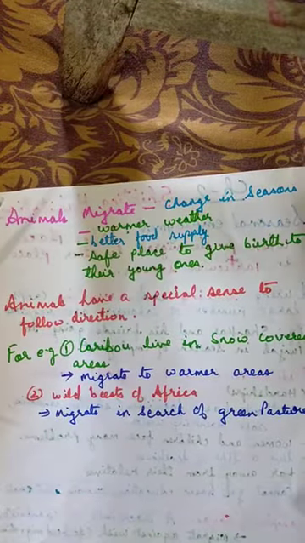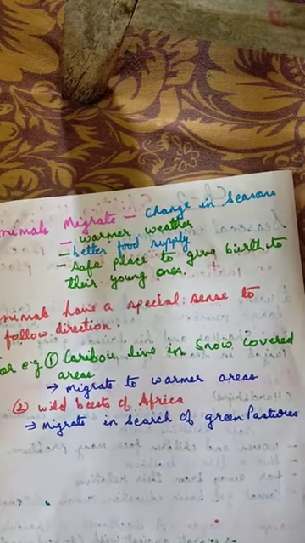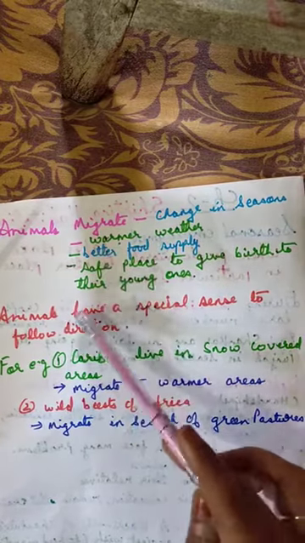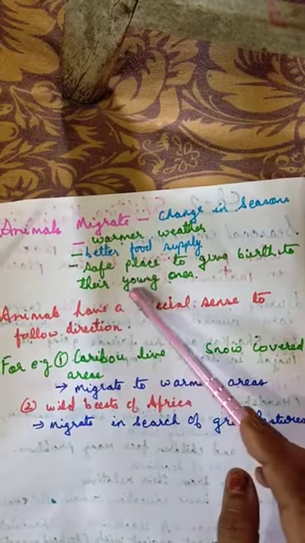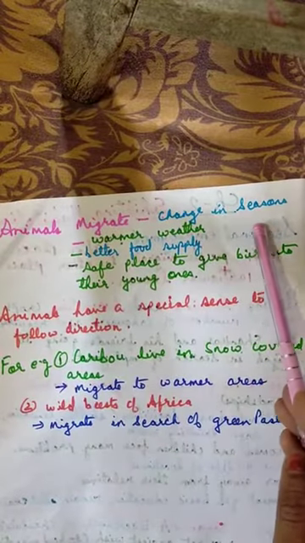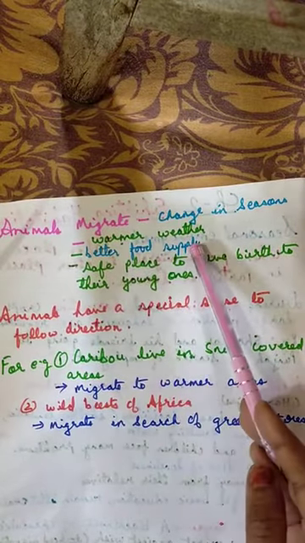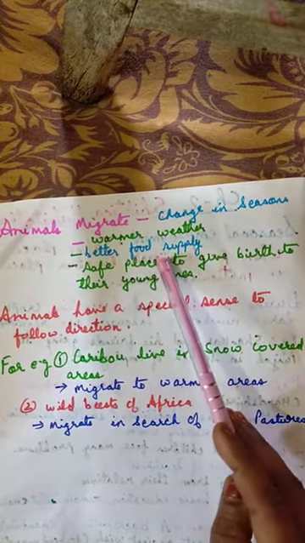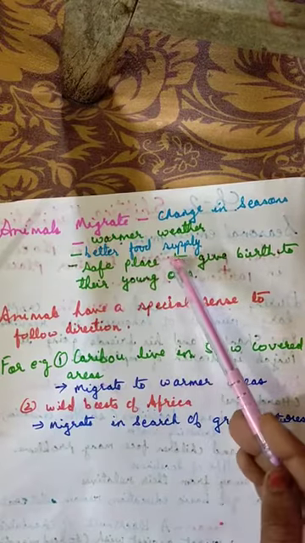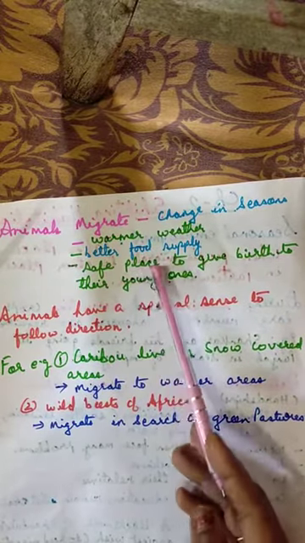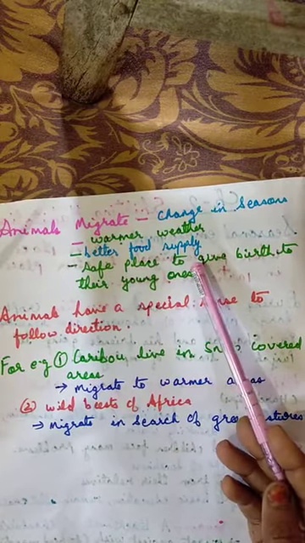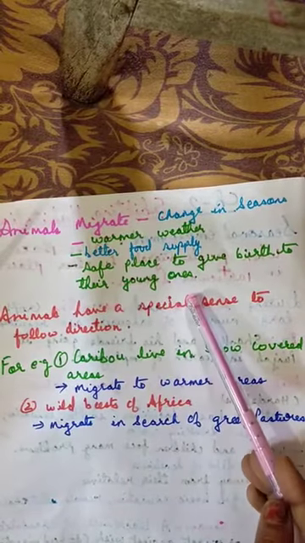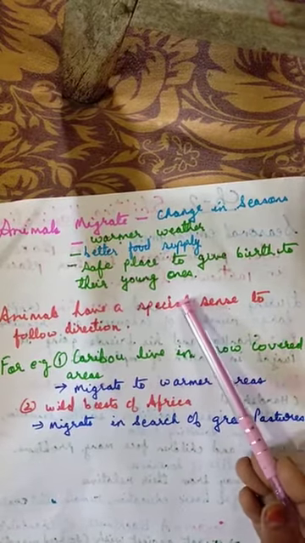Now, animals also migrate. Till now we have studied human beings, that human beings migrate from one place to another. Now, the last topic of the chapter: animals also migrate when there is a change in seasons. They move to warmer weather. They move for a better food supply; if the place where they were living earlier does not have a proper food supply, then they move to some other place in order to search for food. They also move to a safe place to give birth to their young ones, so that the young ones are safe.